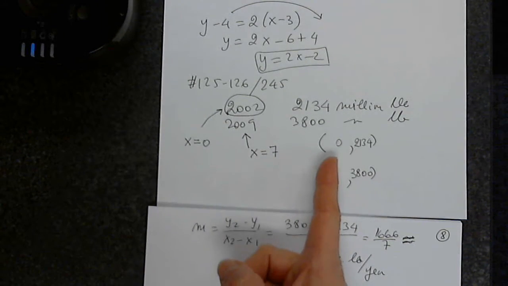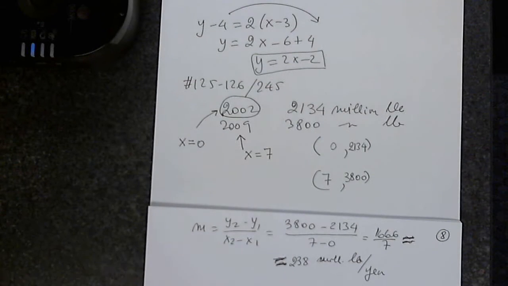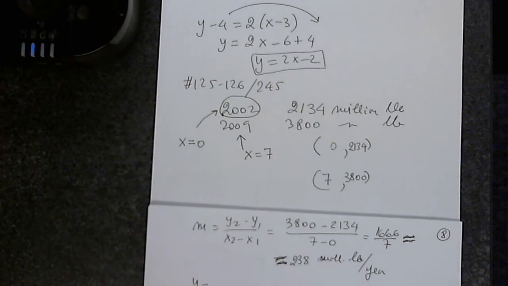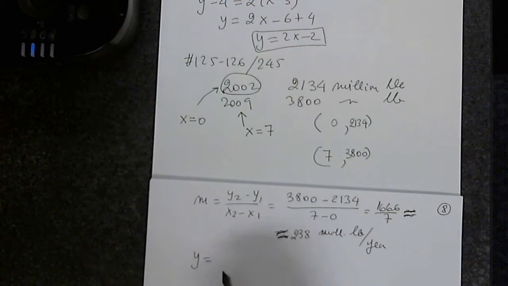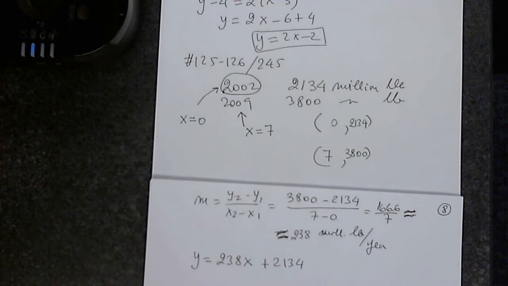Now, since I have the y-intercept (0, 2134), I don't have to waste my time with y minus y1, because I have the other one. So I have y equals, which is the slope-intercept form, 238x plus 2134. Very good.